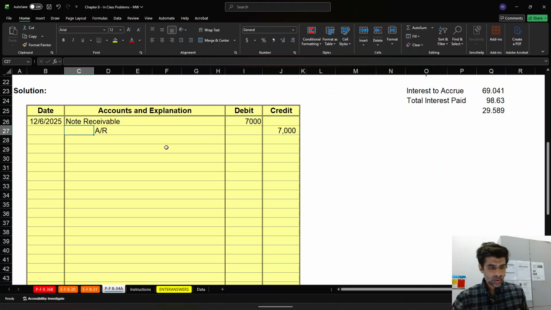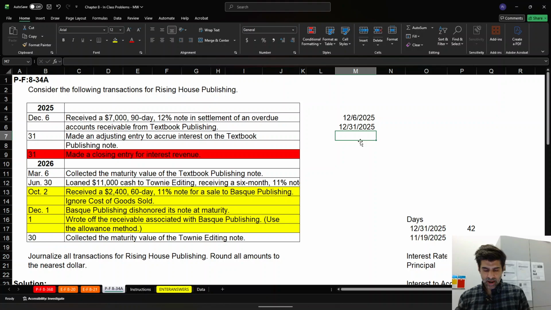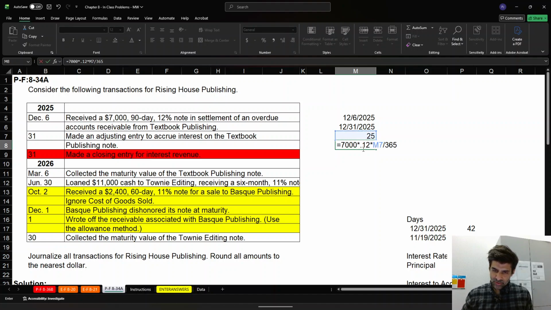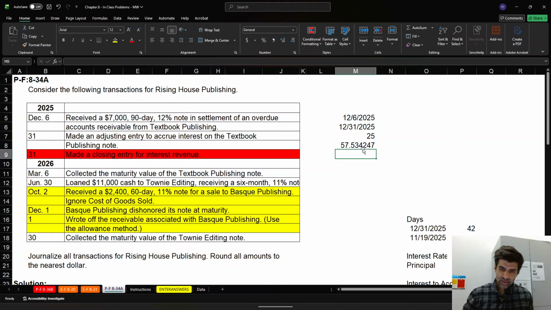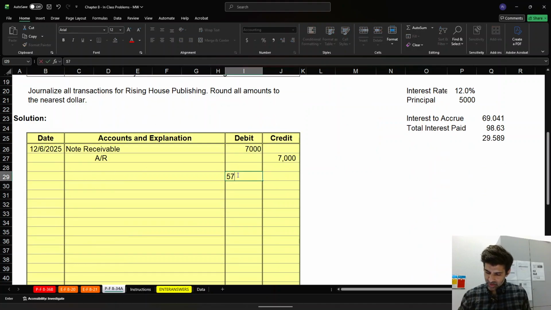Okay, so now it's asking us to accrue the interest. I have the dates here. Again, I will use my Excel to figure out how many days have elapsed, 25 days. And I can just do 7,000, which is the principal, times the interest rate, which is 12%, times the days divided by 365 to get $57.53. So 57.53 is the amount.